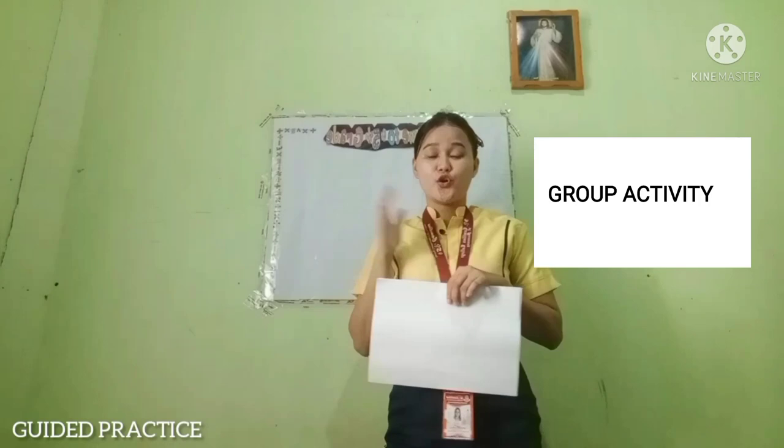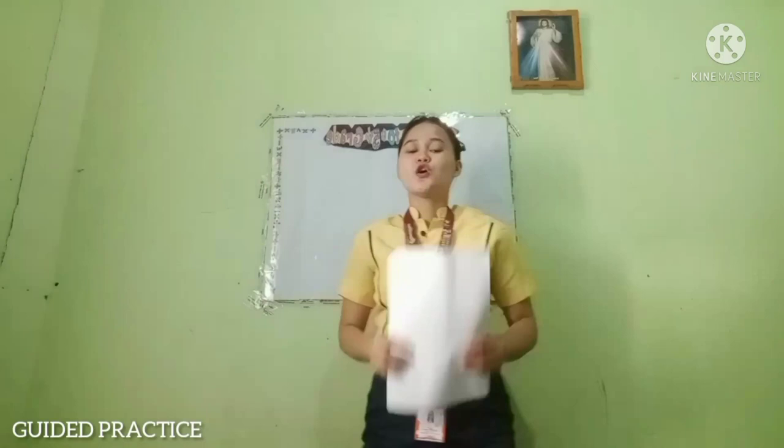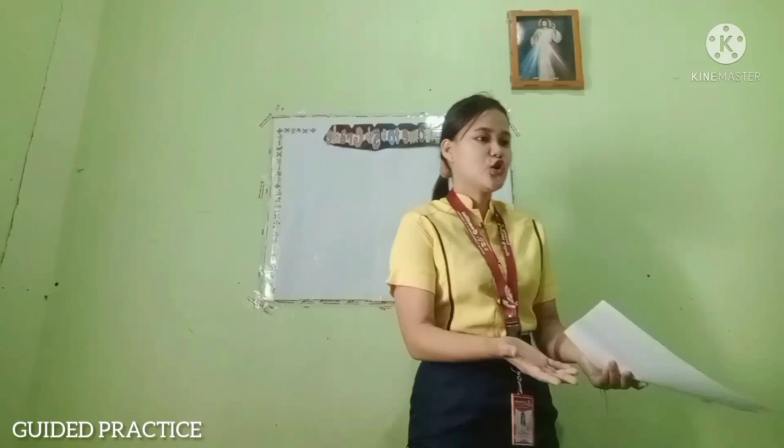So, row 1 would be group 1, and then row 2 would be group 2, and then row 3 would be group 3. Okay, class? Now choose your leader. Who is the leader of group 1? Group 1 is Desiree. So, group 2 is Rosalinda, and then group 3 is Janrik.